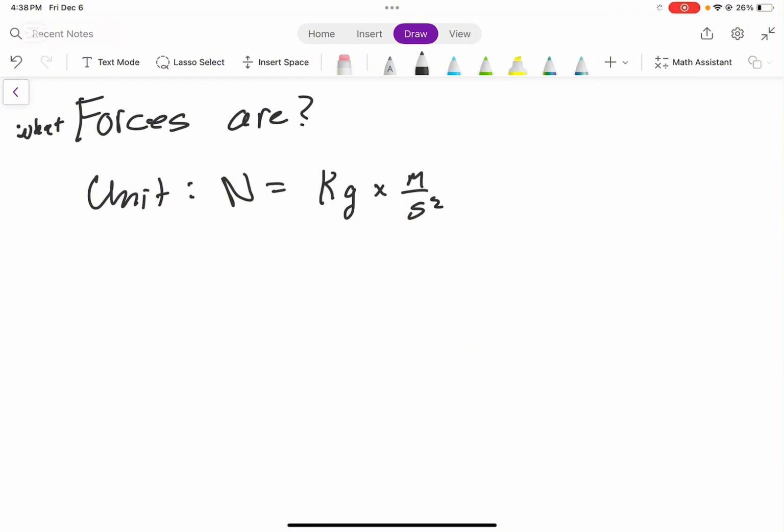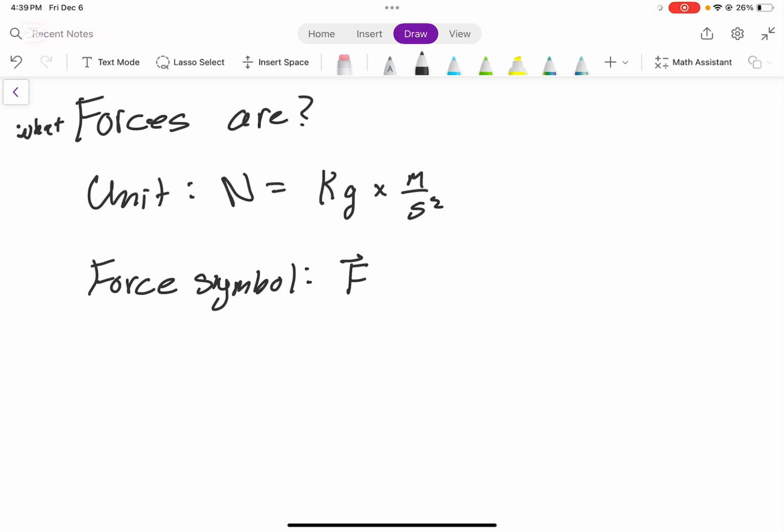And if we're talking about in specific what the symbol for forces is, so how do we say the force of something? Well, the symbol for forces is basically just F with a vector sign.